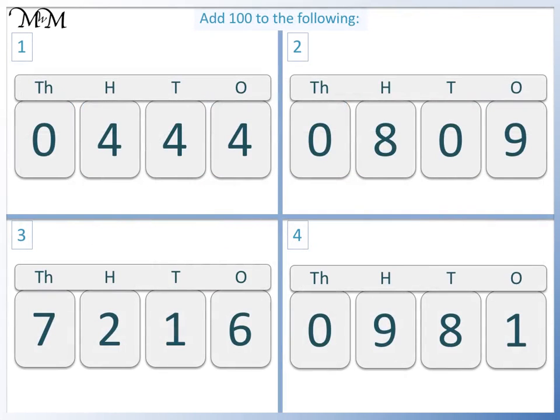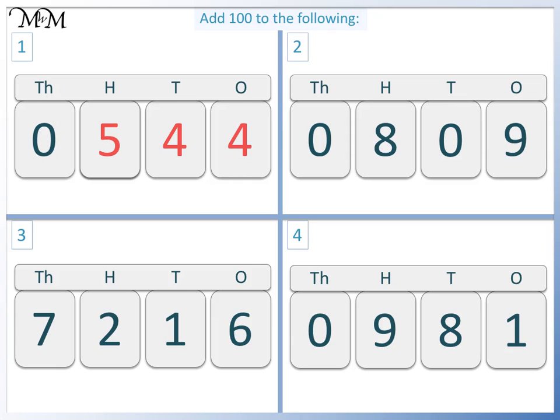Here are some questions for you to try. Add 100 to each of the following numbers. Pause the video and have a go. Question 1. 444 plus 100. To do this, we add 1 to the hundreds column. 4 plus 1 equals 5. So the answer is 544.